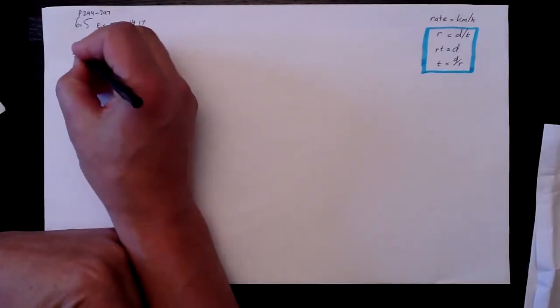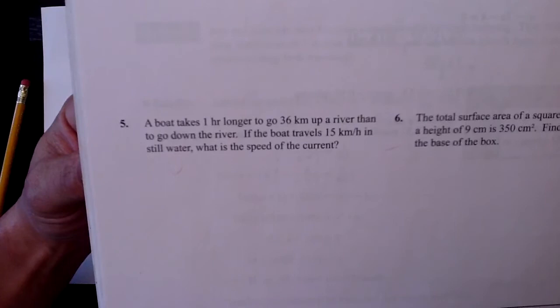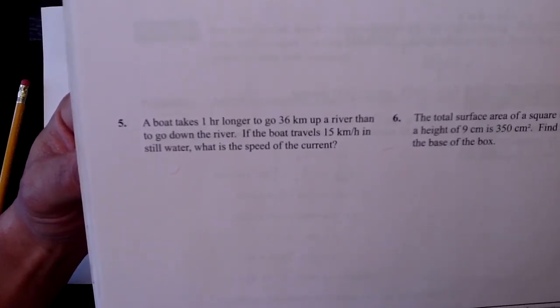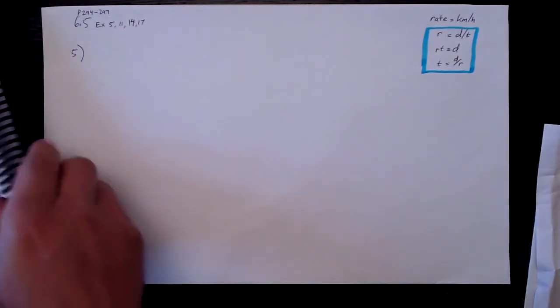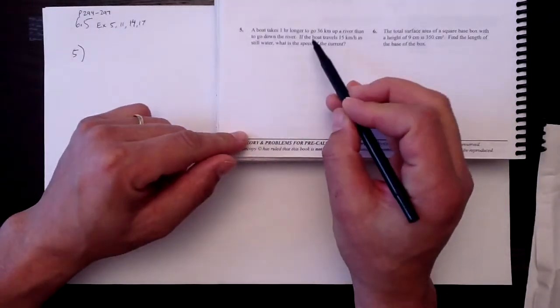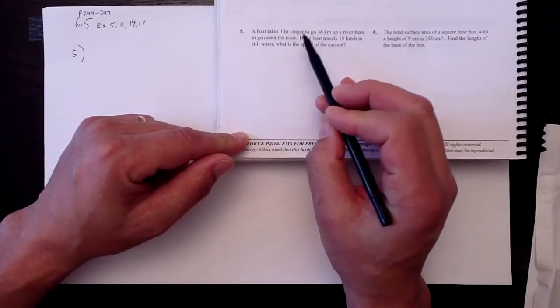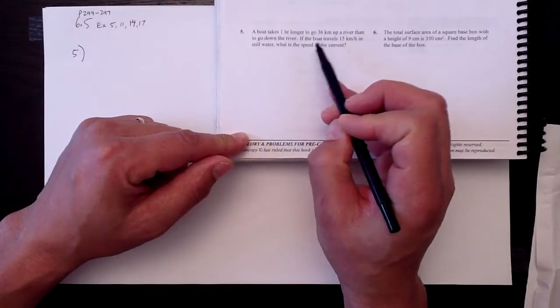So let's look first at exercise number 5. Exercise number 5 says a boat takes an hour longer to go 36 kilometers up a river than to go down a river, and if the boat travels 15 kilometers an hour in still water, what's the speed of the current? So a boat takes longer to go up the river than it goes down the river. What it tells us is that there's a difference in time. That's the first thing to answer: what's the difference that it's giving us? It's giving us a difference of 1 hour, whether it's going up or down.